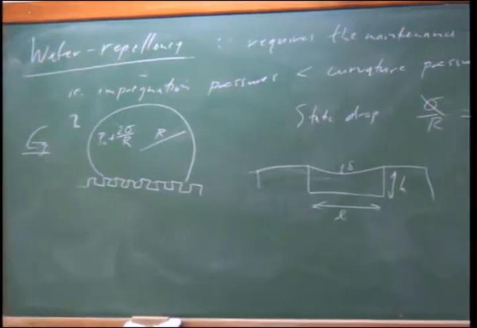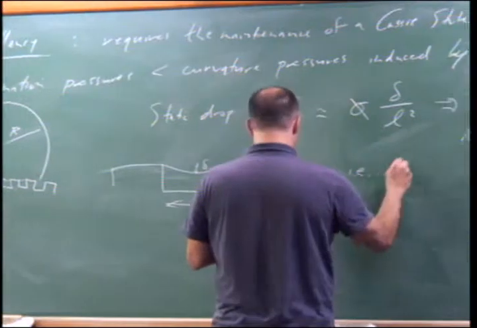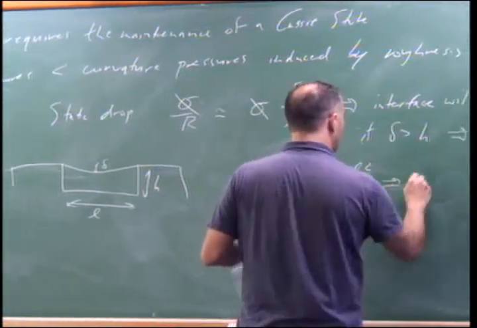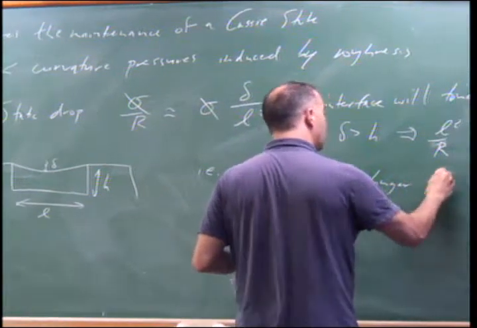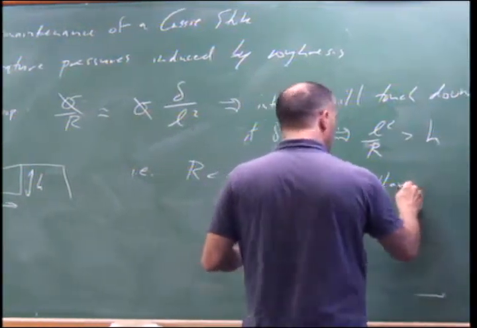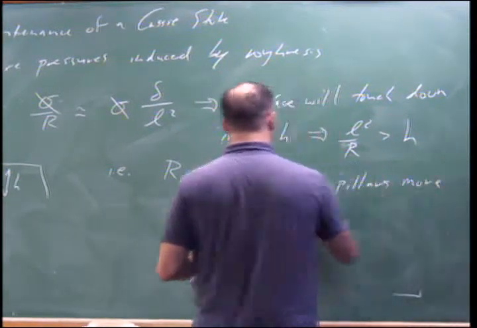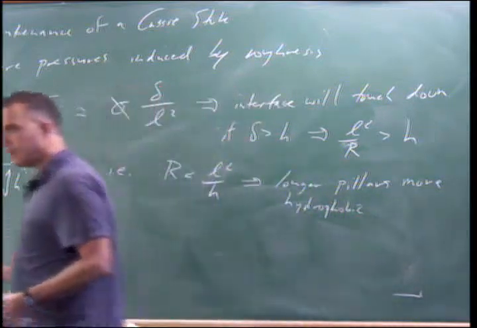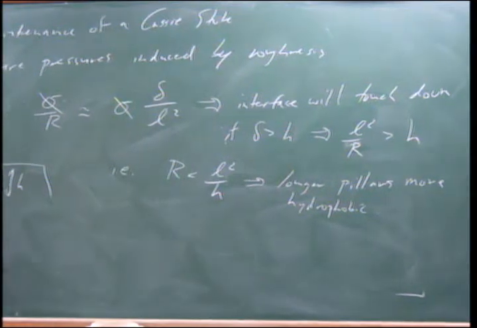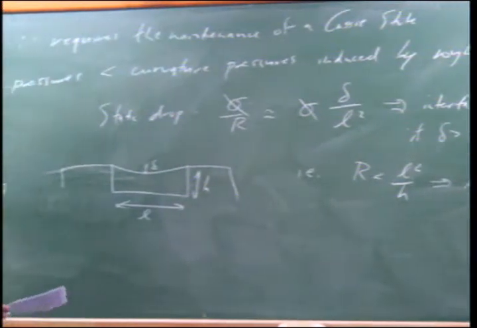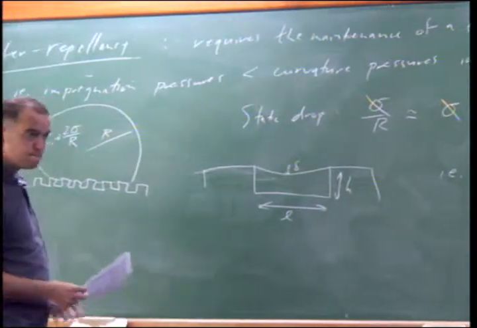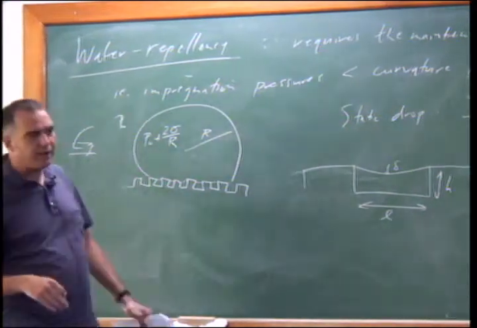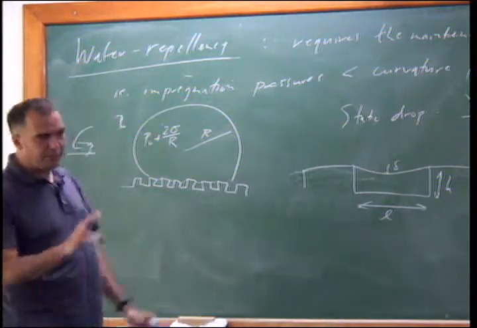So this is this, i.e. R less than L squared over h. So longer pillars are going to give us a more hydrophobic surface. So that's going to assist in water repellency. So we're basically asking the question, when is this thing going to touch down? You're considering a structure, right? No, well, it doesn't really matter. No, it's a 2D argument, but it carries over to 3D.